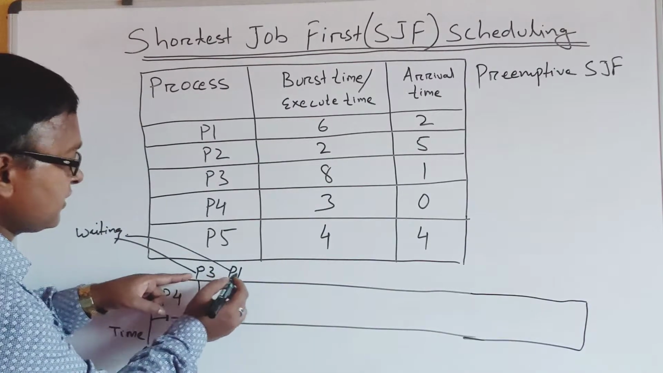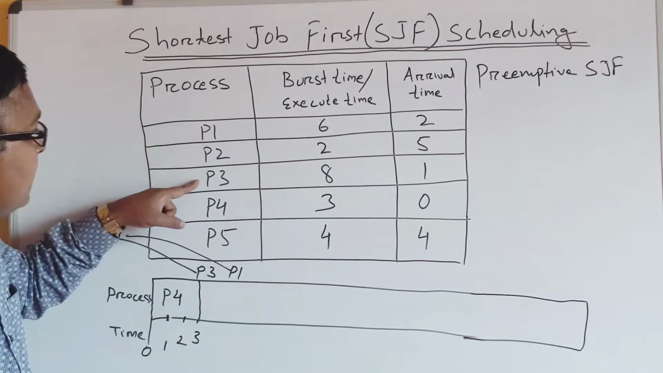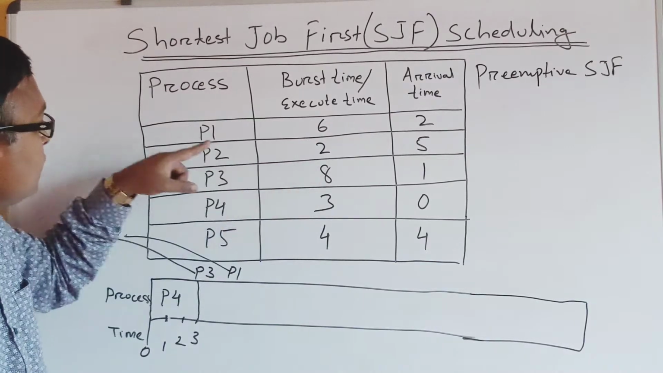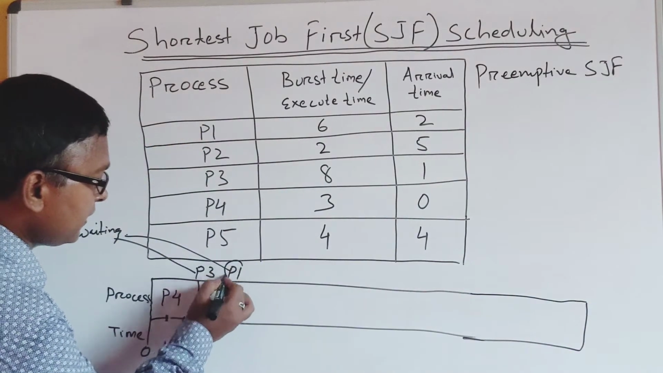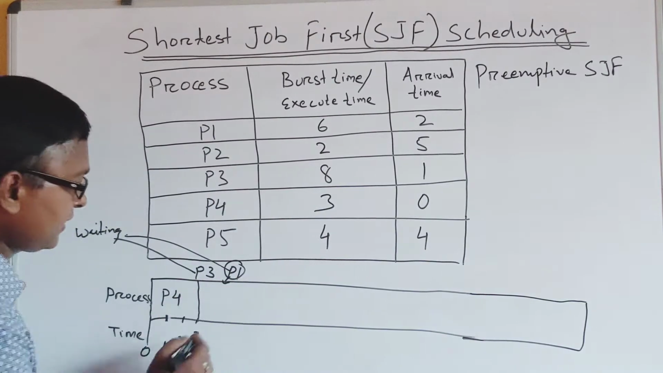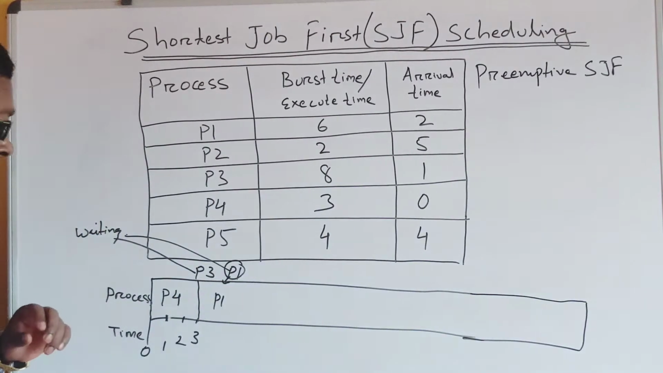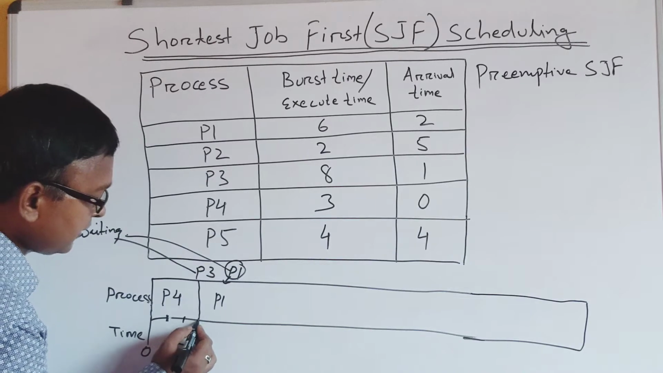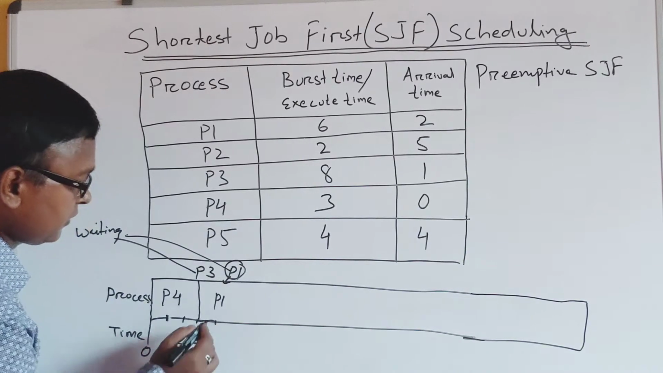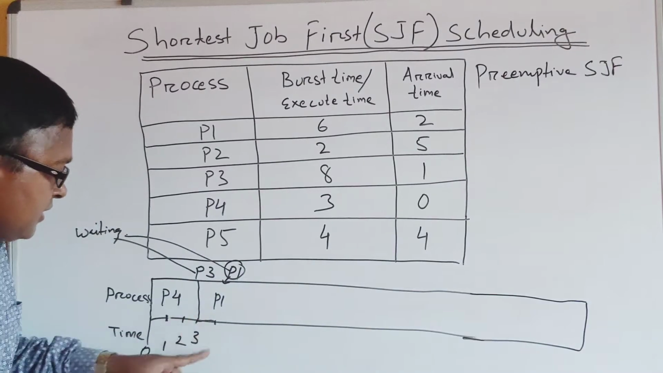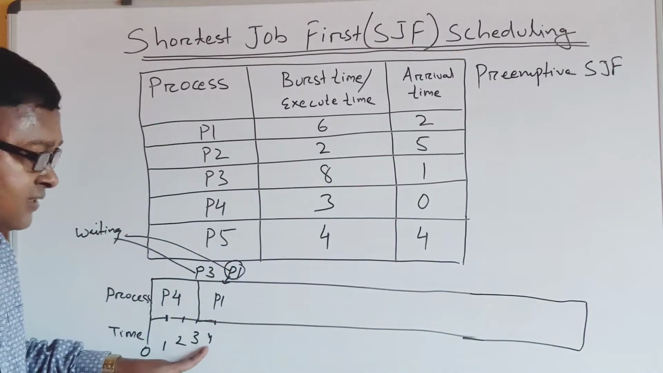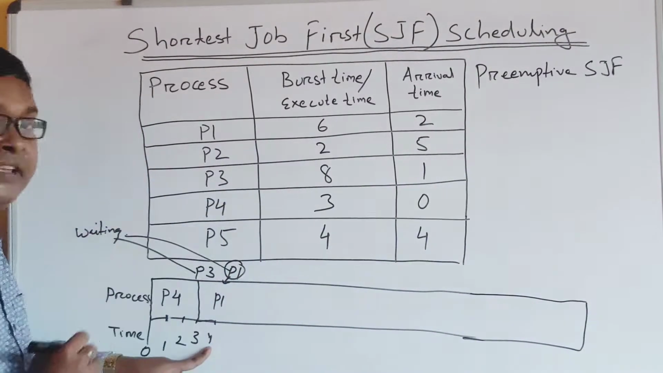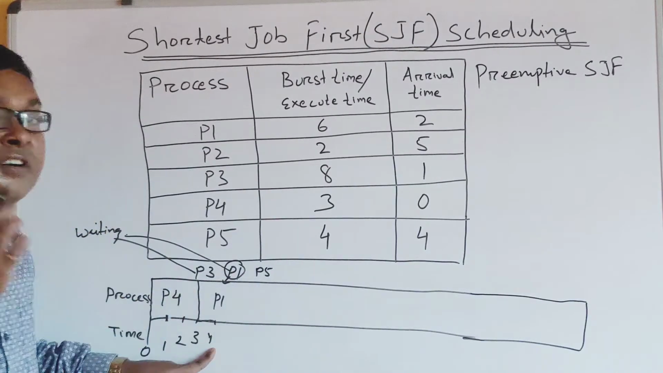P1 and P3, which one is the shortest job? P1 is 6 units of time, P3 is taking 8 units of time. So which one is the shortest job? P1. So P1 will be acquiring the processor, right? So P1 enters and starts executing, right? So at the 4th unit of time, when P1 has executed 1 unit, does any other process try to enter the processor? Yes. At the 4th unit of time, P5 enters the processor. Okay.